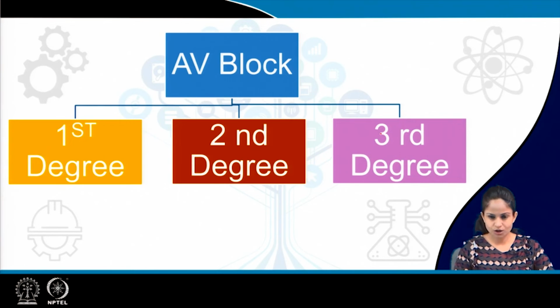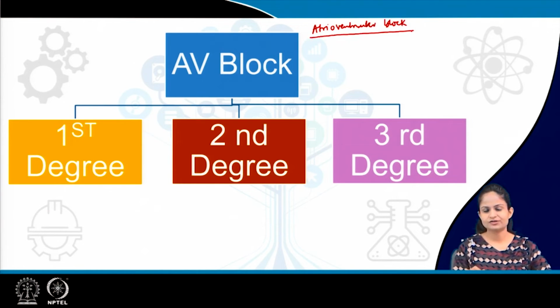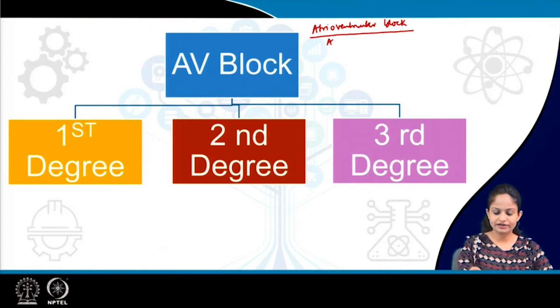Now, AV block is nothing but atrioventricular block. Atrioventricular block means there is a delay at the level of the AV node. AV nodal conduction is getting delayed, which means the impulse is delayed or not getting conducted from the AV node to the bundle of His.